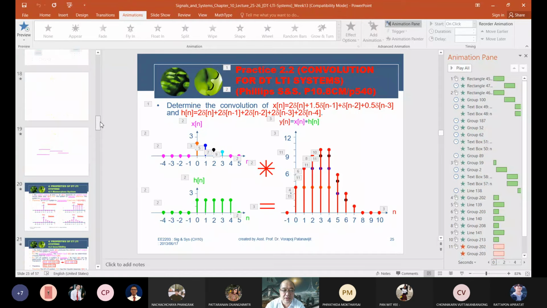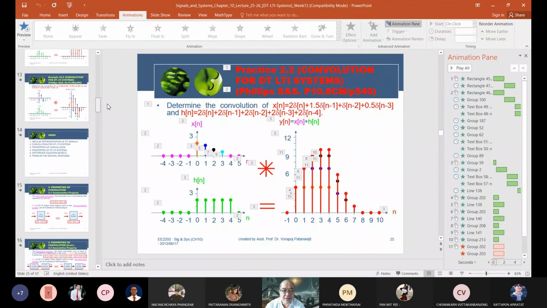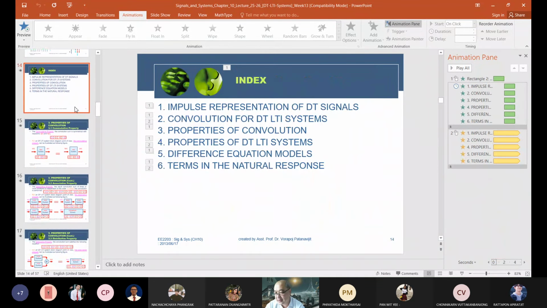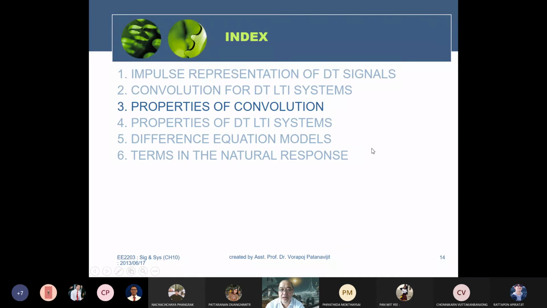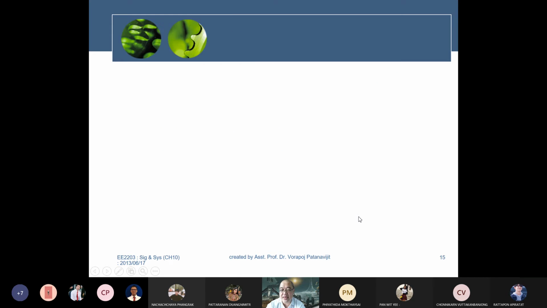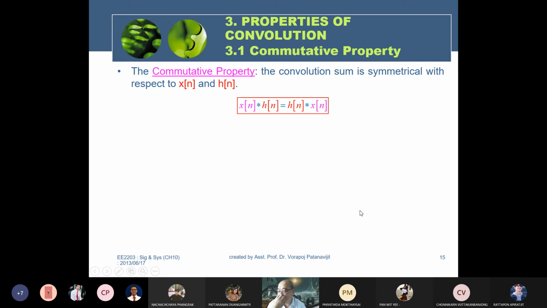It's not difficult. Now we can review the details of the properties. Next is the property of the convolution and the property of the DT-LTI system. The property of the convolution is the same as the property of continuous time convolution. For discrete time, it is the same. We have the commutative property. The convolution sum is symmetrical with respect to x[n] and h[n]. It means you can convolve x with h, or you can compute h convolved with x; it is the same.